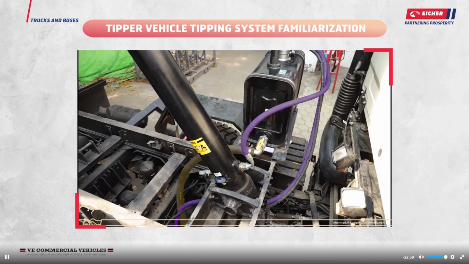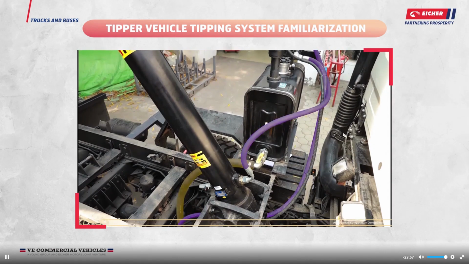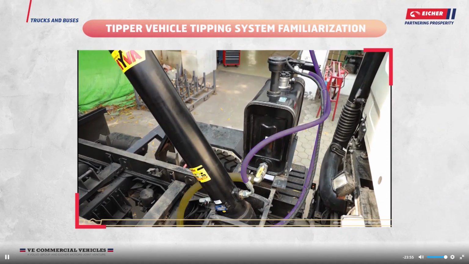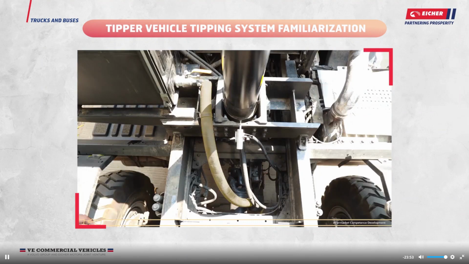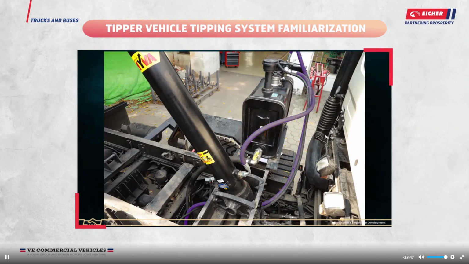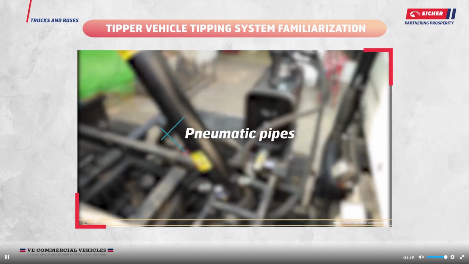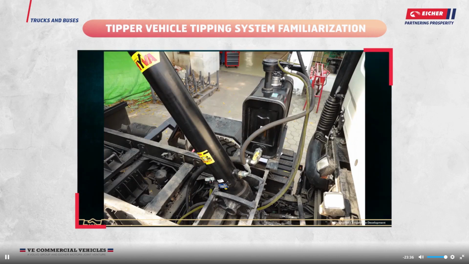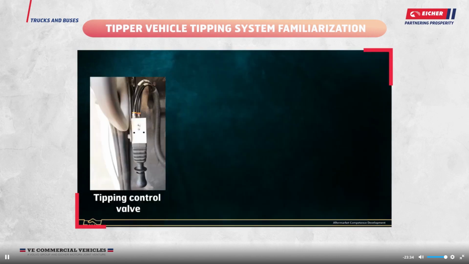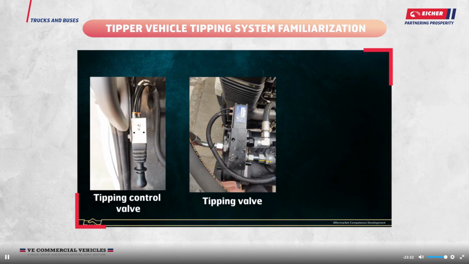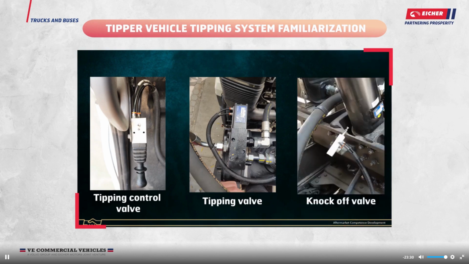Hoses. There are 3 hoses fitted in the system to transport oil from tank to cylinder. One hose connected between hydraulic tank and pump, that is suction line. Second and third hose are connected from pump to tipping valve and tipping valve to telescopic cylinder, that is pressure line. Pneumatic pipes. These pneumatic lines are needed to connect the tipping control valve, tipping valve, and knock-off valve.